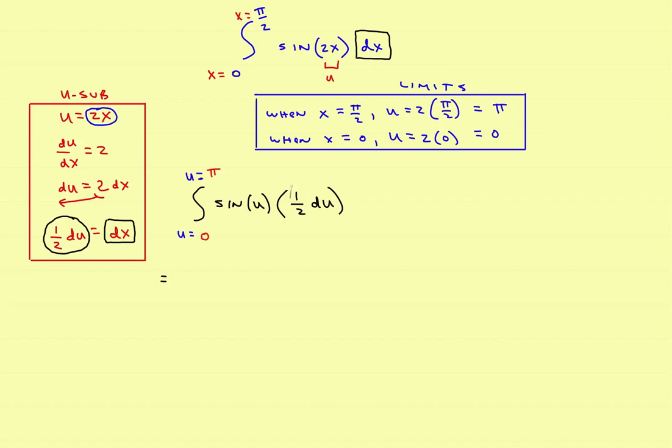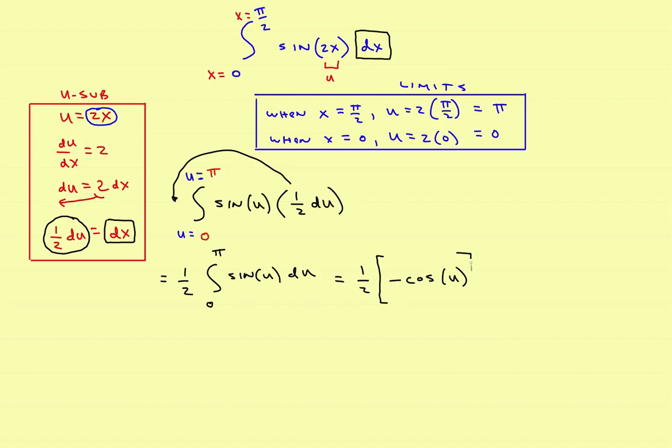So again, I'll take the 1/2 and bring it out in front, which gets me to 1/2 the integral of the sine of u du evaluated from 0 to pi. So that goes 1/2. Now the antiderivative of the sine is the negative of the cosine. And I'll evaluate that from 0 to pi.